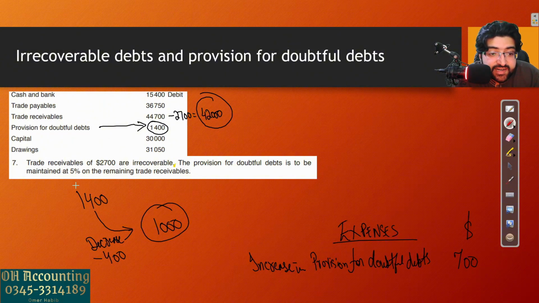We expected our trade receivables not to pay us 1400. Now the figure has reduced to 1000. We expect them not to pay us 1000. So this is a good thing for the business. The provision has decreased by 400.